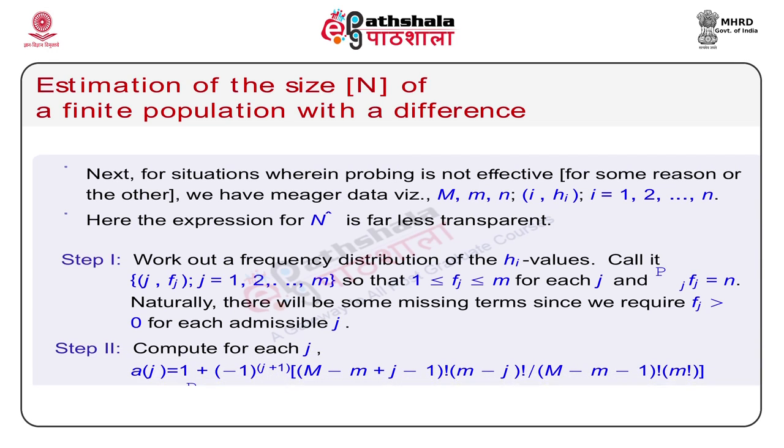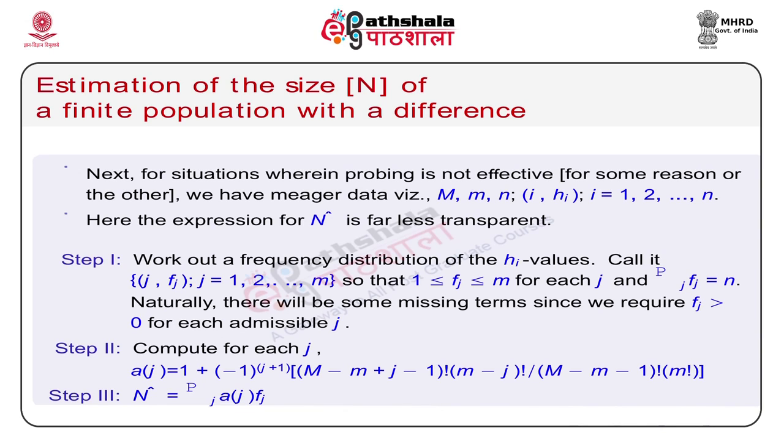And then for every j, if j is positive, you compute a quantity called Aj: 1 plus minus 1 to the power j plus 1 times a ratio of two things. One is factorial divided by factorial. So, these are the terms involving only capital M, small m and the running index j, and that j is coming out of the frequency distribution that we have made out of the HIs.